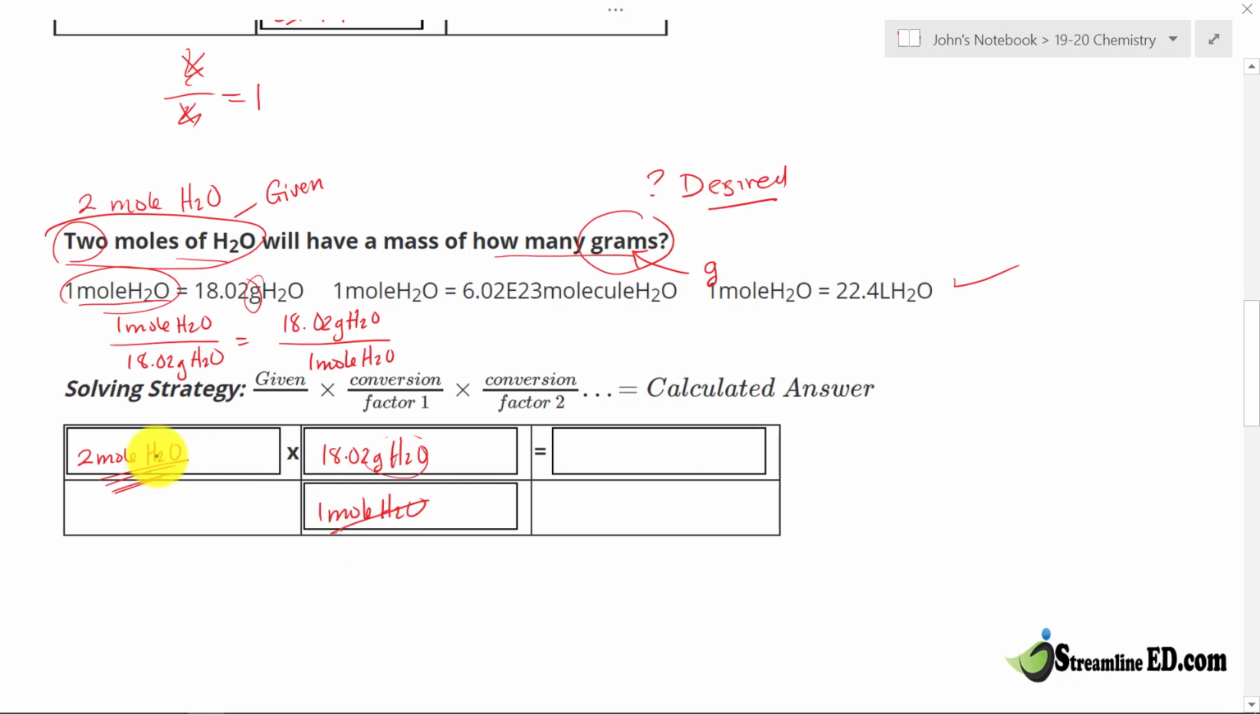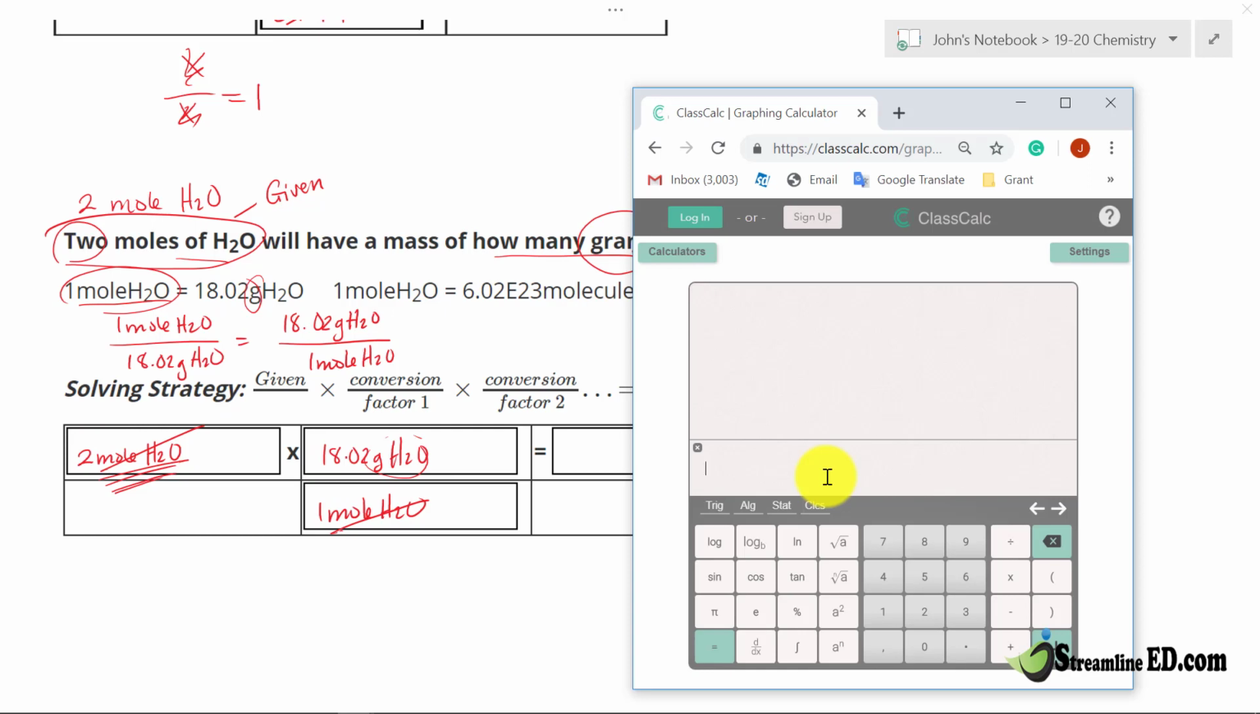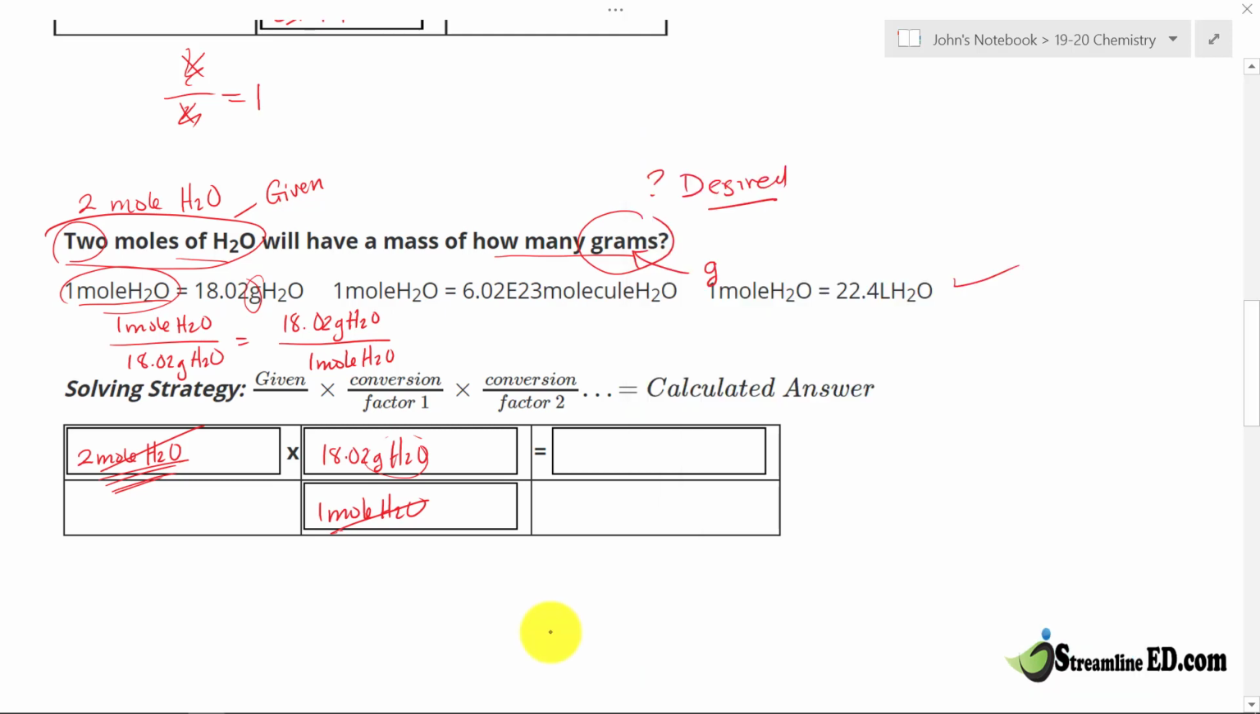Now moles of water simplifies to 1. And all we have to do now is just plug this into a calculator. We have 2 times 18.02. And all we have to do is multiply everything on top, divide everything on the bottom. So 2 times 18.02 turned out to be 36.04. And what is the unit that's left? Well, grams of water. 36.04 grams of H2O. And that's all we have to do. Again, multiply everything on top, divide everything on the bottom. In this case, it's 1, so we can ignore that.